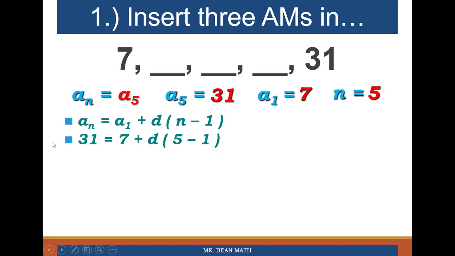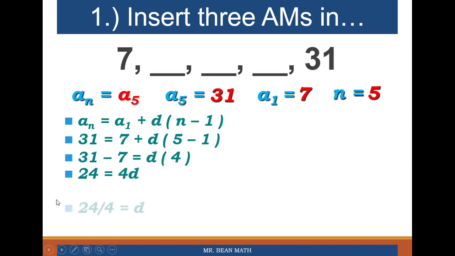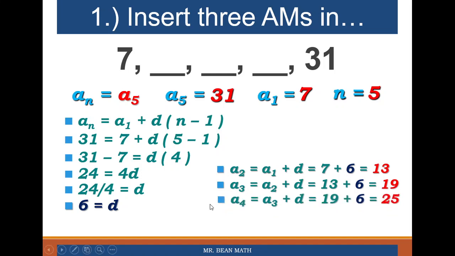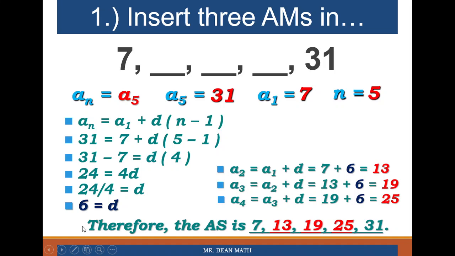31 equals 7 plus d times 5 minus 1. 31 minus 7 equals d times 4. 24 equals 4d. 24 divided by 4 equals d. And 6 equals d. Hence, a sub 2 equals a sub 1 plus d equals 7 plus 6 equals 13. A sub 3 equals a sub 2 plus d equals 13 plus 6 equals 19. A sub 4 equals a sub 3 plus d equals 19 plus 6 equals 25. Therefore, the 3 AMs between 7 and 31 are 13, 19, and 25.